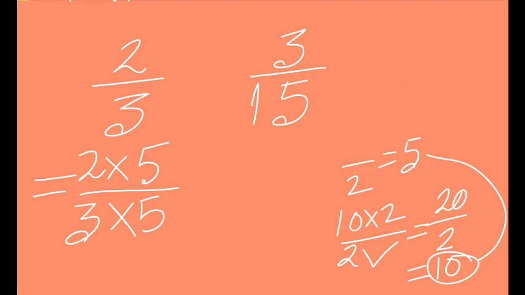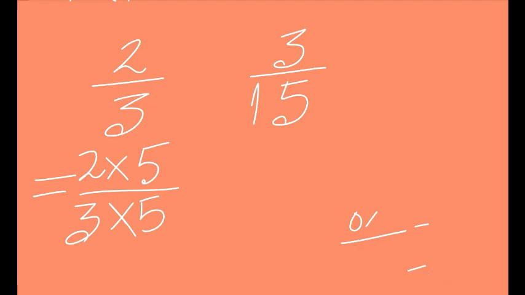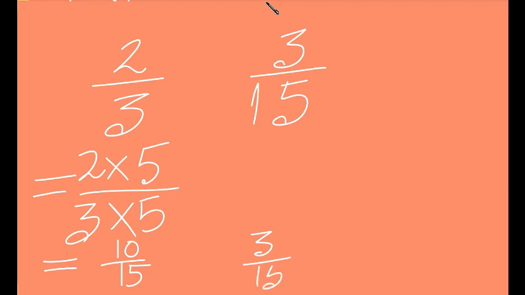Eraser, I need eraser, not the pen. So now what do we get? We have here 2 into 5 is 10, 3 into 5 is 15, and here we have 3 by 15. Now as you can see, the denominators are same, right? So when the denominators are same, how can you compare them? Whichever numerator is greater. So 10 is greater than 3, so just put a greater than sign. Quite simple.